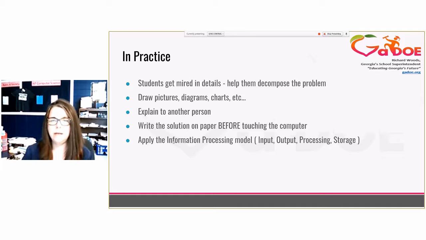I find that for myself, and I try to get my students to take that approach. And then finally, apply the information processing model. When you're looking at creating a solution, think about what your inputs are, what your outputs are, what the processing is going to be doing. In our case, we were being asked to convert from Celsius to Fahrenheit. And then there's storage. We didn't have storage, and we don't have a lot of storage in these courses, but we can talk about the variables as storage or arrays.